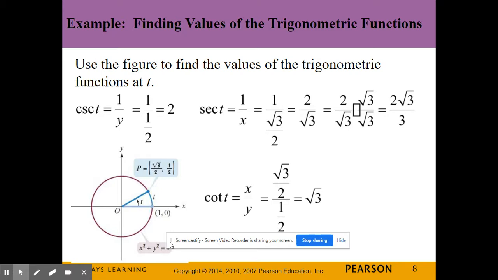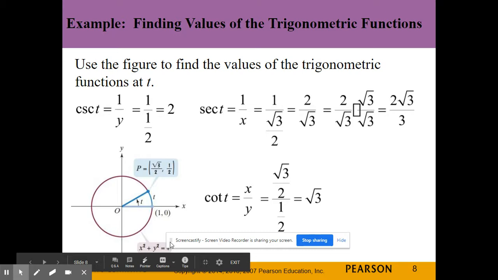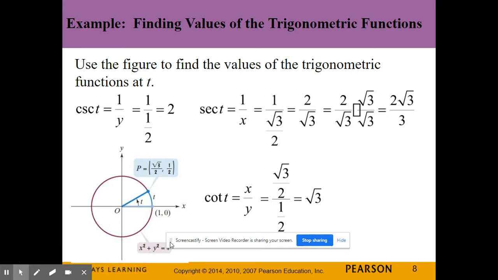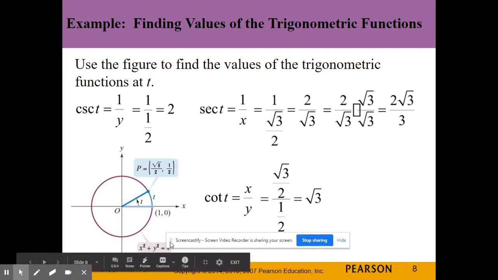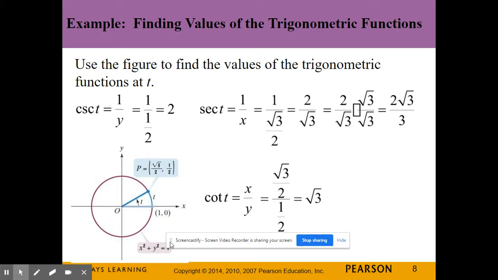So what I want you to get out of that is if you know the x and the y, the cosine and the sine of any point on the unit circle, you can translate that to all the other trigonometric functions.